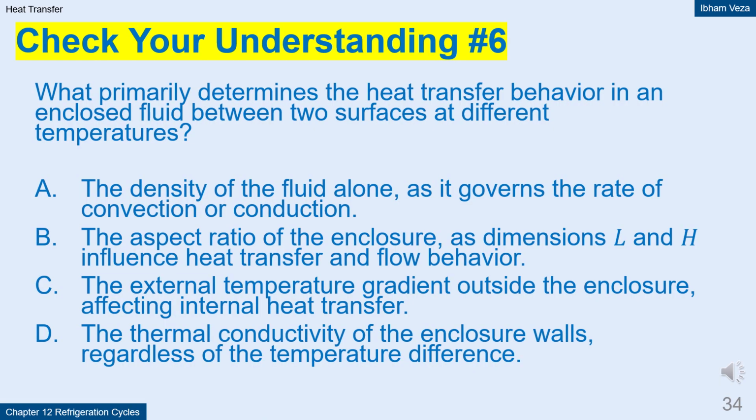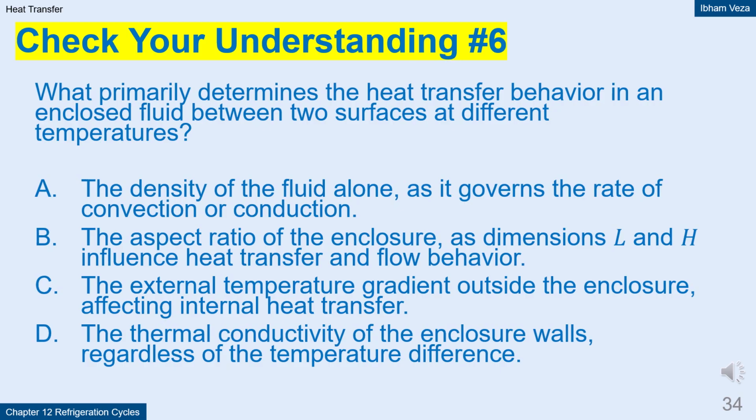Correct answer B. The aspect ratio of the enclosure, as dimensions L, H, and H influence heat transfer and flow behavior. Explanation of incorrect options. A. The density of the fluid alone as it governs the rate of convection or conduction. This is incorrect because while fluid density affects convection, it is not the sole determinant. The aspect ratio and temperature gradient play a significant role in heat transfer behavior.